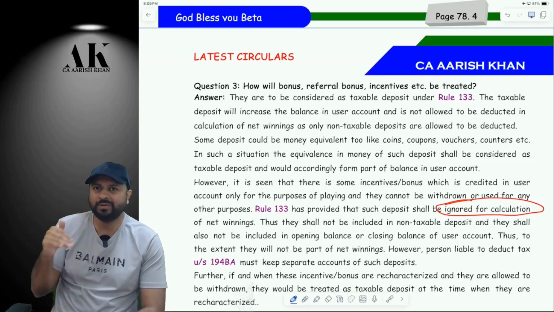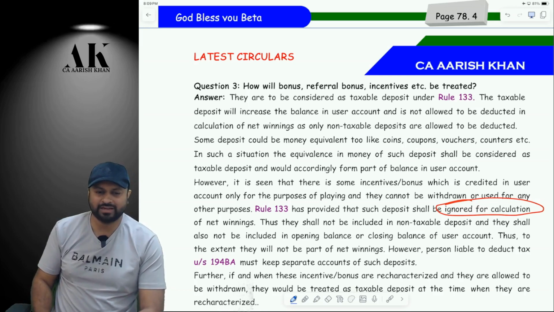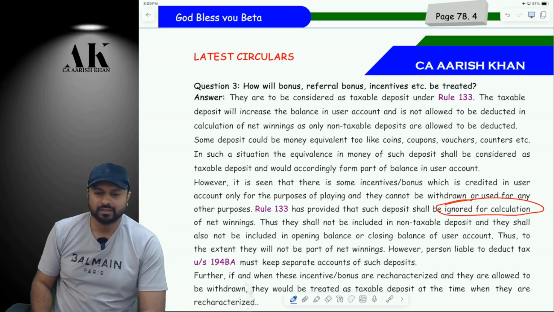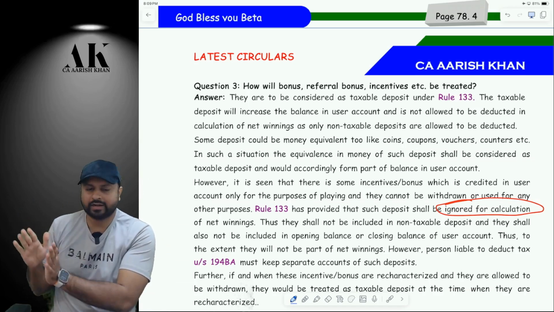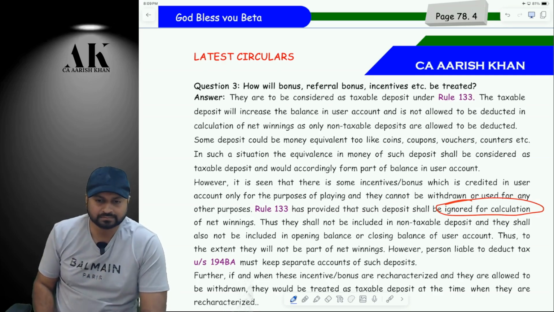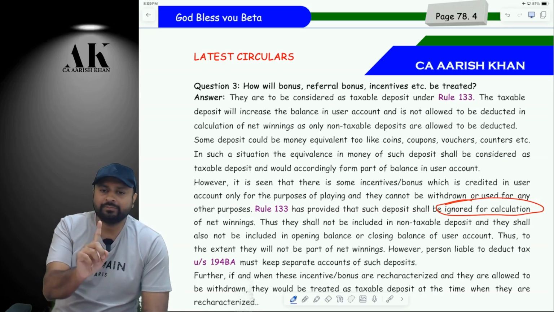Will you take a loan to play something like this? Gambling, betting by taking a loan? Even if you do, CBDT is thinking to the extreme that it is possible. Think logically and answer. Don't read. I took a loan of 1 lakh. I put that in the account, the Dream 11 account. Should that be treated as a taxable deposit or non-taxable deposit?